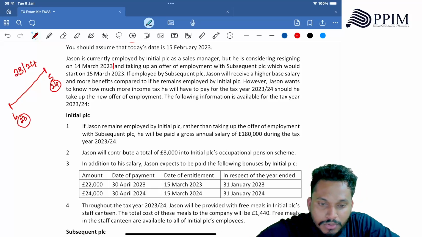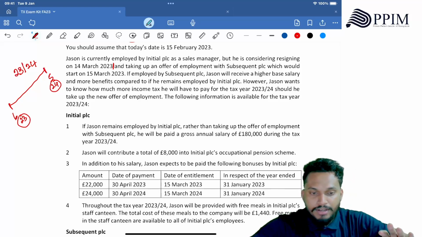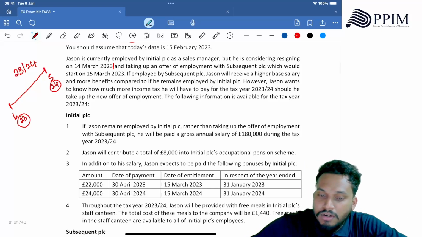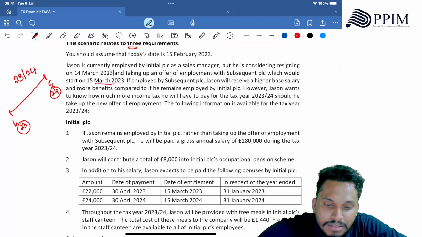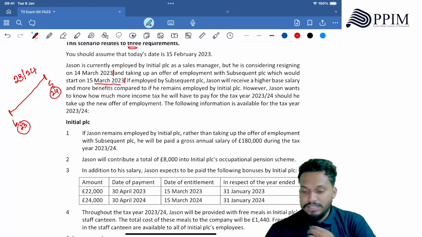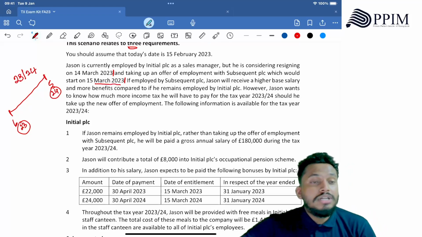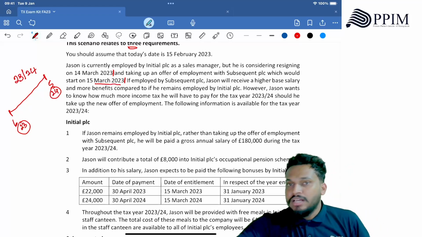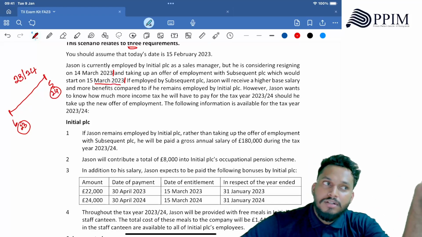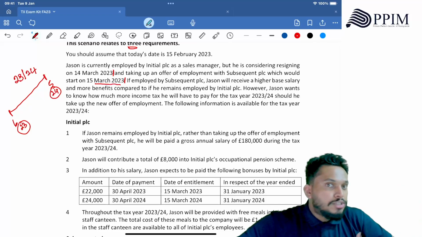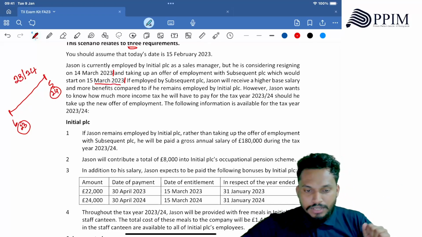Then he's planning to resign. He's considering. Okay, still he has not resigned. Did you understand that? Fine. And taking up an offer of employment with Subsequent PLC, which would be starting from 15th March 2023. So he has accepted the offer letter, which he will be starting from when? 15th March 2023. Fine. Then is it inside your final tax period or outside? Our tax period is 23-24. Is it inside 23-24 or outside? It is inside. Okay, fine.